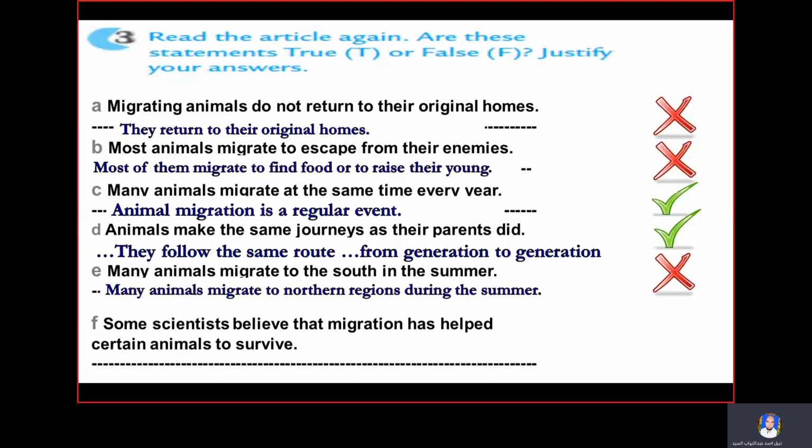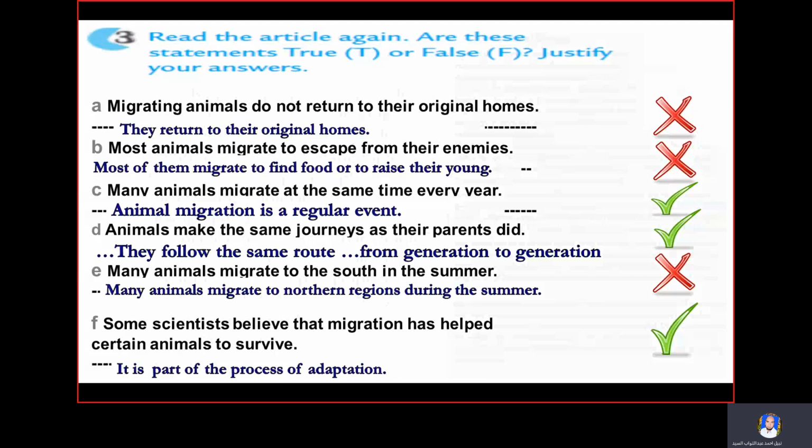F. Some scientists believe that migration has helped certain animals to survive. Yes, that's right. They believe that it is part of the process of adaptation. They have to adapt to the situation or to their circumstances. Adaptation, تكيف.